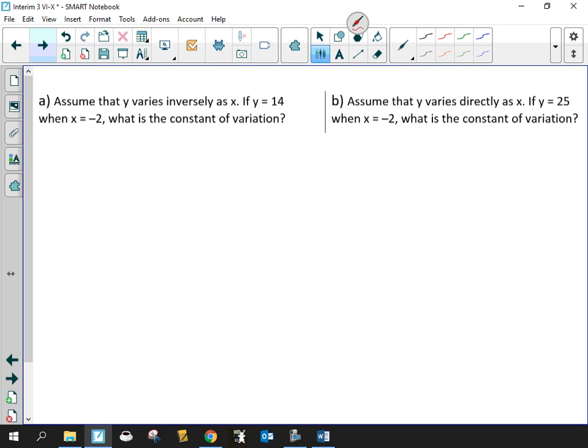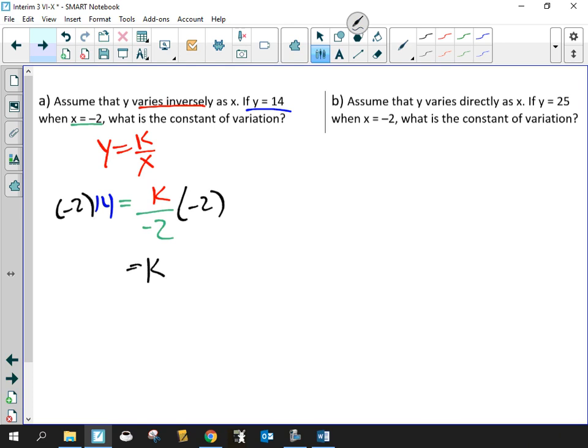So for A, it says assume y varies inversely. If y equals 14 when x equals negative 2, what is k? So now we just solve for k. Multiply both sides by negative 2, and I get k equals negative 28.